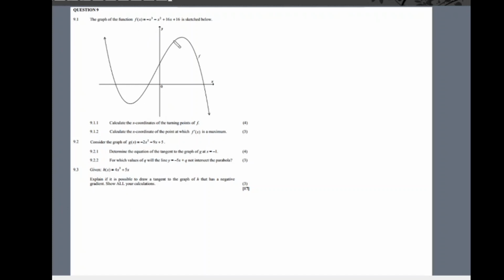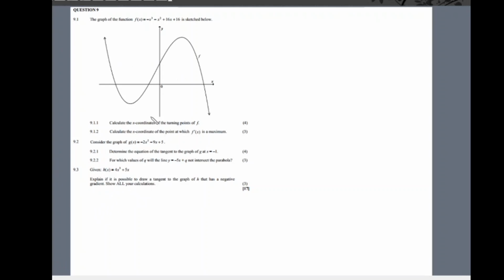So we have this graph, the graph of the function f sketched below. The first question asks us to calculate the coordinates of the turning points of f. We should be able to do so if we know how to differentiate using the rules of differentiation, right?